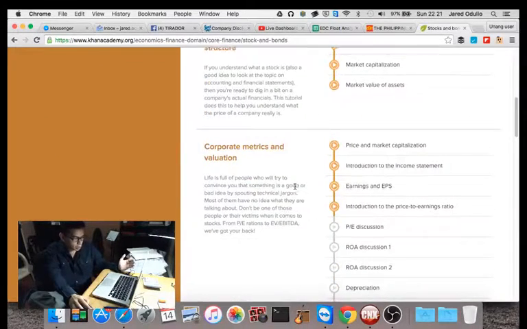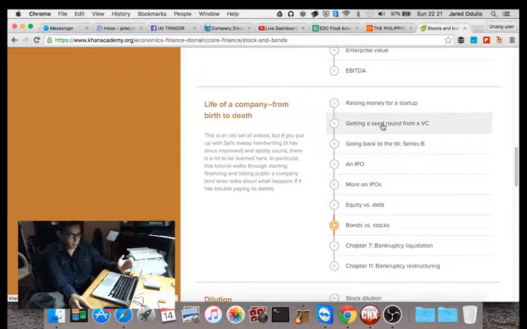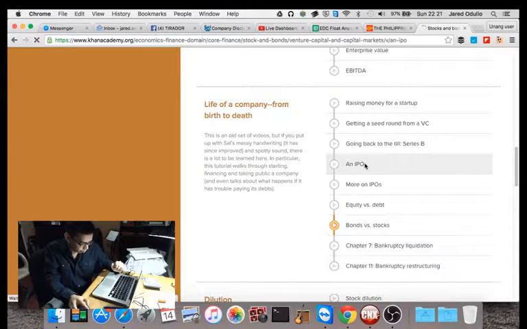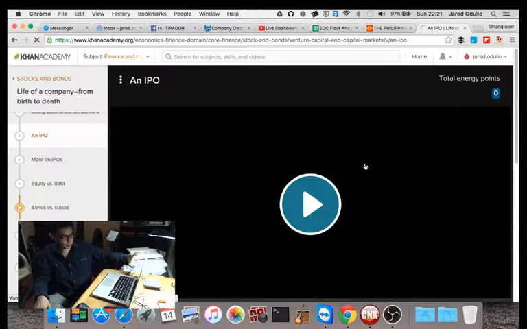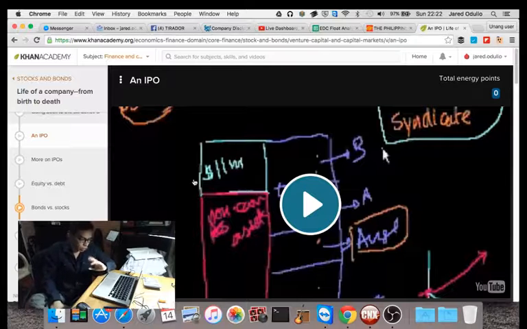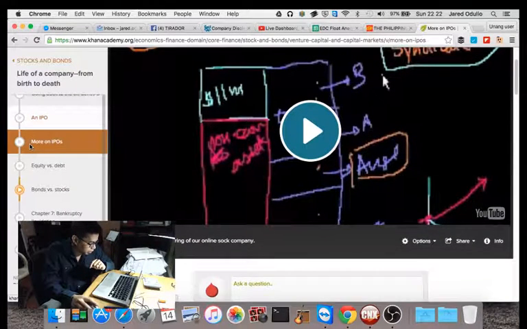Understanding the company, corporate values and metrics, life of a company from birth to death, raising money for startup, getting funding. Ito, medyo broad na to. It's not really entirely relevant to the stock market. What is relevant is an IPO. So here, dinidiscuss din yung IPO. If you don't know what IPO is all about, okay, there's a word syndicate. So, yung syndicate kasi may illegal connotation, pero sa stock market, mas madalas nyo maririnig yan na syndicated move, syndicating an IPO, underwriting an IPO. Eventually, maintindihan nyo yan.